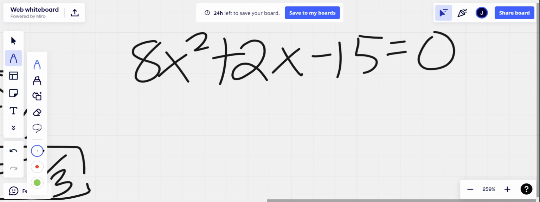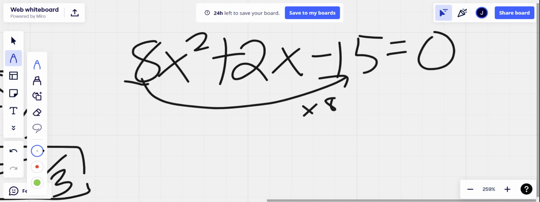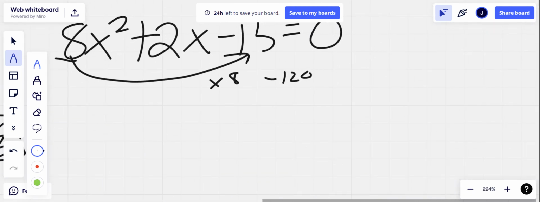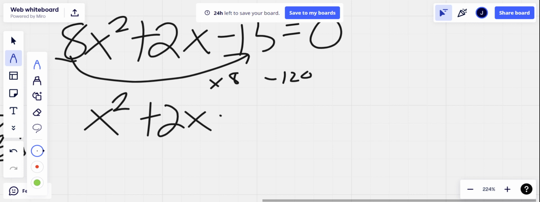I'm going to do the same thing I did last time. My a coefficient is 8. I can't factor it like that, right? So what we're going to do, we're going to multiply that 8 by this negative 15. Well, 8 times negative 15 gets us a negative 120. So I'm going to rewrite it. I'm not going to put that 8 in front of my x squared. I'm going to do x squared plus 2x minus 120 now.